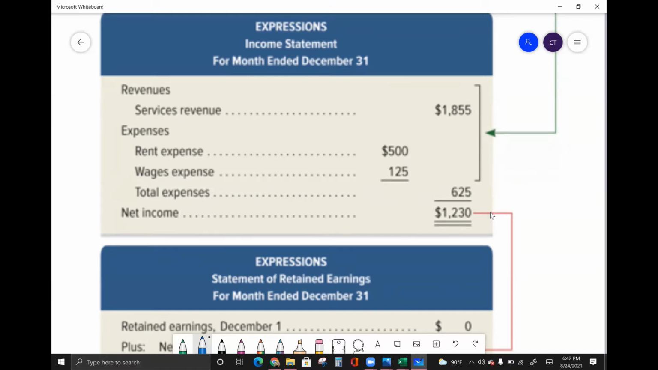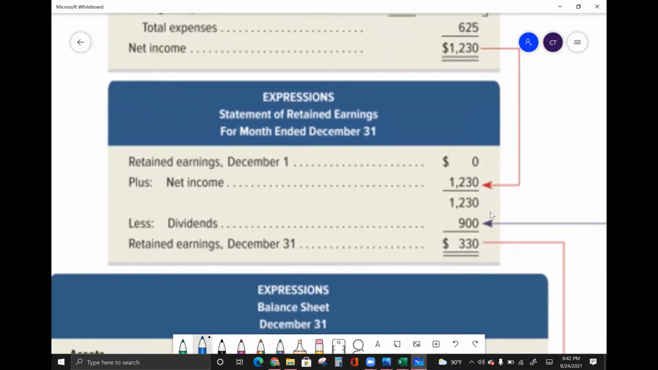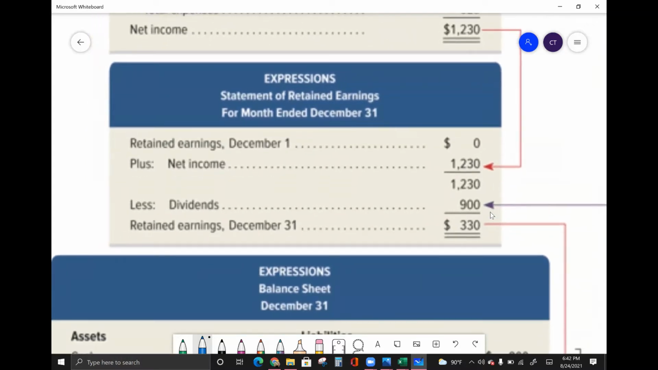So in the end, you have your net income. Net income is going to be used for the next statement. You have to figure that one out first, okay? So always start with your income statement.